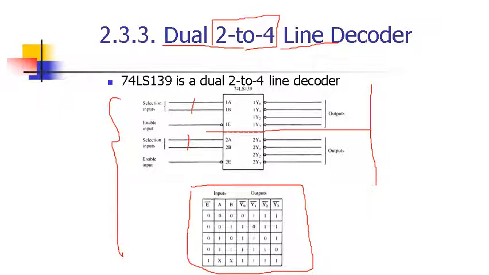If it is enabled, the enable is 0. The 0 0 select inputs make y0 bar 0, 0 1 makes y1 0, 1 0 makes y2 0, 1 1 makes y3 0, the usual way of operating the line decoder. All right, good.